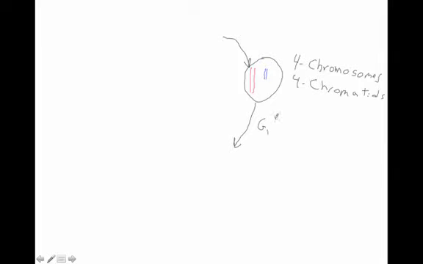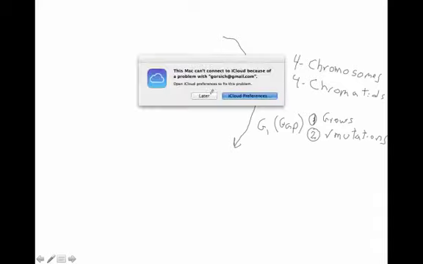G1 stands for gap, G-A-P. What happens during the gap phase are a few things. We'll write 1 or 2 here. It grows, and it will also check for mutations. So I'll make a check mark here, check for mutations. This is really important because the last thing you want to do is copy a cell that has a whole bunch of mutations in it.